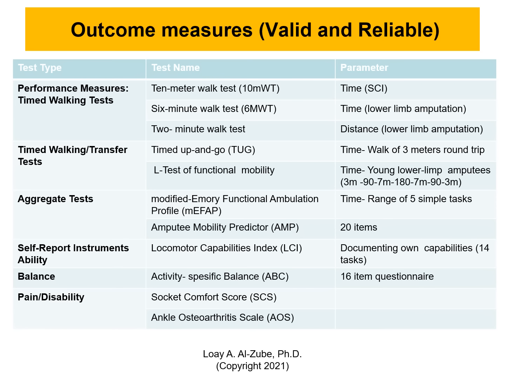So for example, we have six types of tests, and you will have the test name, and then the parameter that is assessed in each one of these tests. For example, performance measures the 10-meter walk test. They will ask the subject to walk for 10 meters and see how much time that will take.